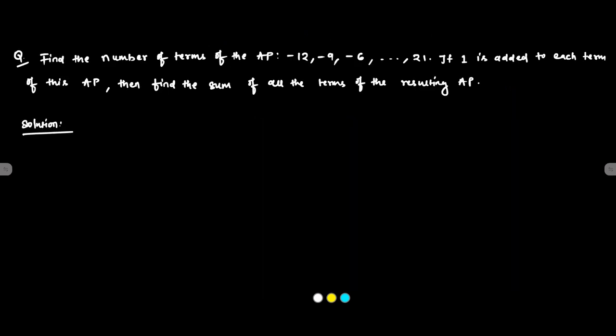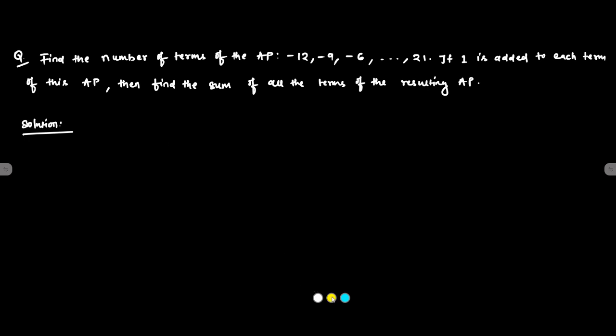Okay, so here is another question on sum of n terms of an AP. It is given, find the number of terms of the AP given by minus 12, minus 9, minus 6, up to 21, the last term. And then it is given, if 1 is added to each term of this AP, then find the sum of all the terms of the resulting AP.